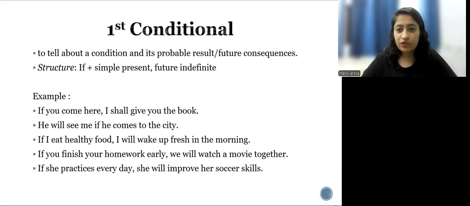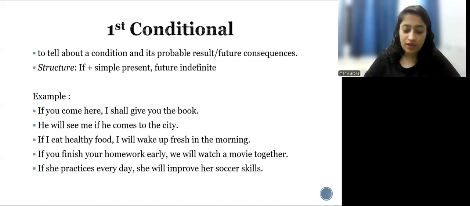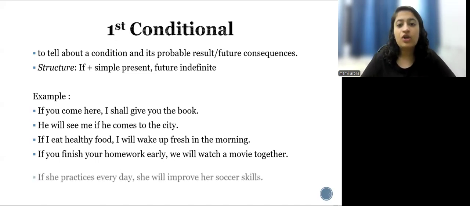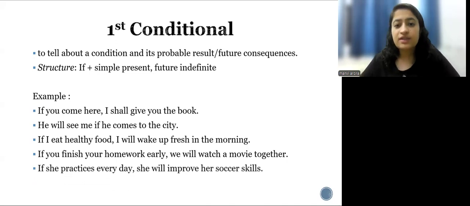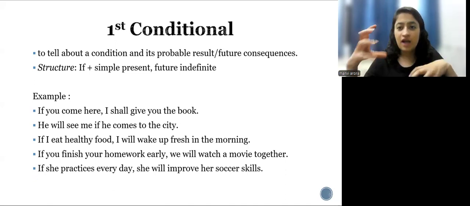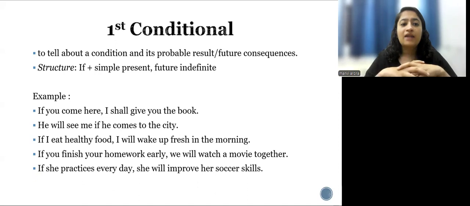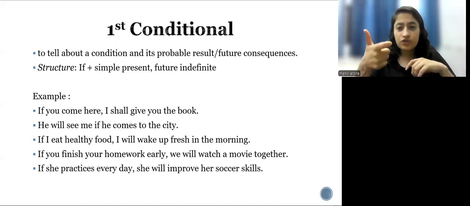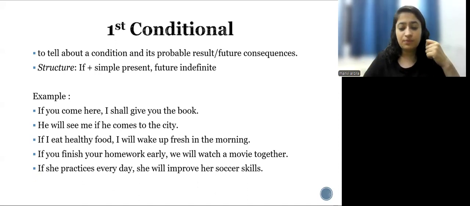So in first conditional, we talk about future consequences, and in zero conditional, we talk about universal truths, scientific facts, and daily routines. In that, both the main clause and the if clause are in simple present tense. But in first conditional, it talks about the result of future consequences, so the main clause is in future indefinite and the if clause is in simple present.